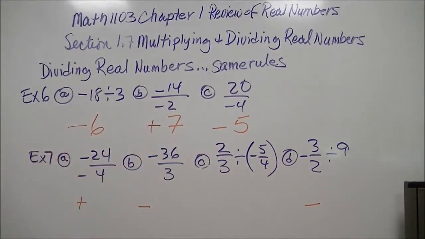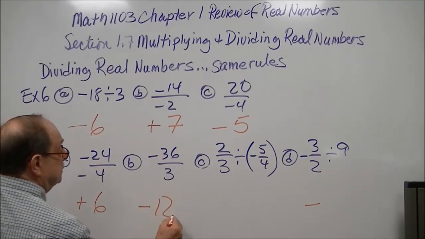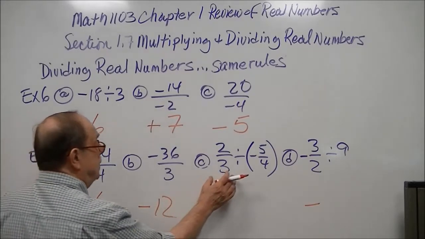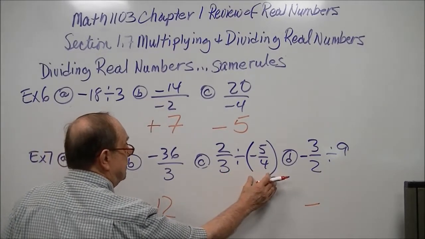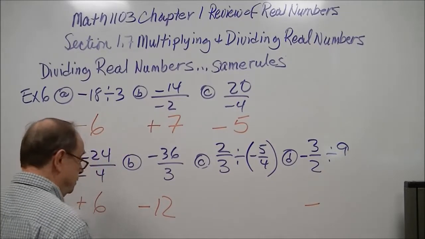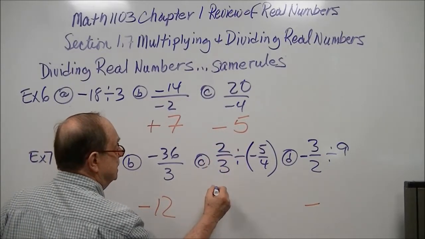Okay, so we've determined the signs. Now we do the division. This is going to be a 6. This is going to be a negative 12. Now, you may recall this from earlier classes, that when we are dividing a fraction by a fraction, what we do is we convert that to a multiplication problem. This first term stays the same.